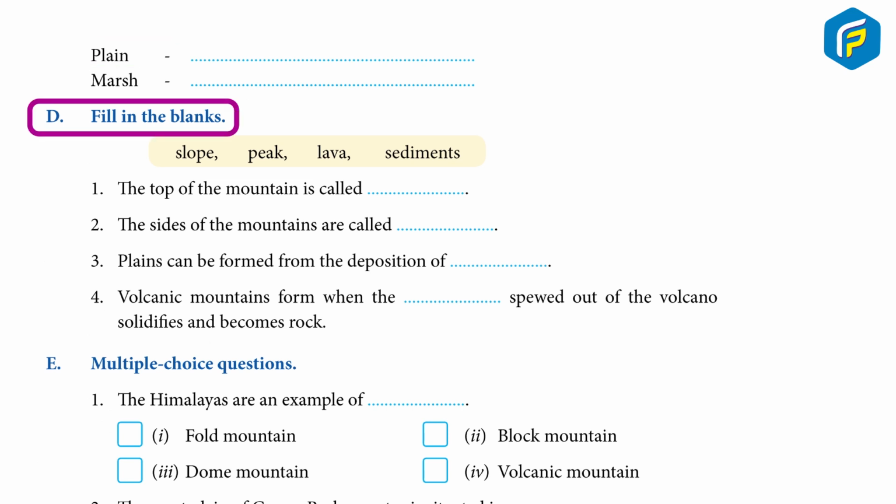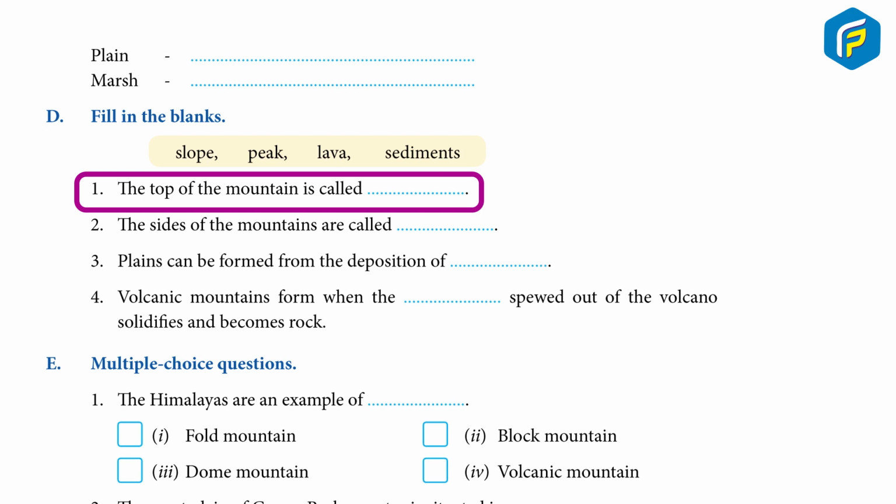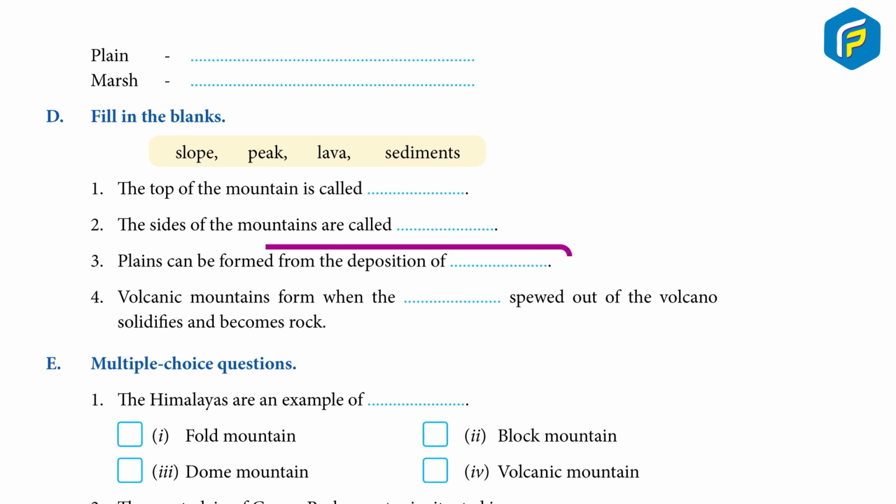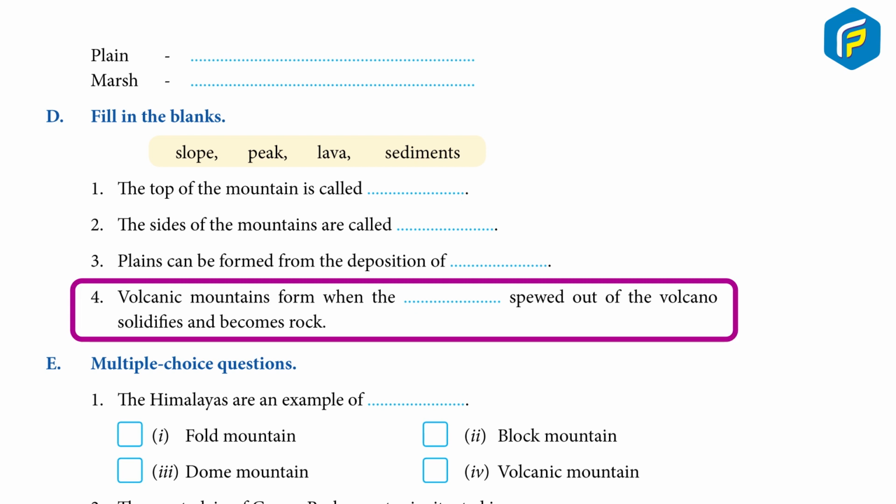D. Fill in the blanks. 1. The top of the mountain is called dash. 2. The sides of mountains are called dash. 3. Plains can be formed from the deposition of dash. 4. Volcanic mountains form when the dash that comes out of the volcano solidifies and becomes rock.